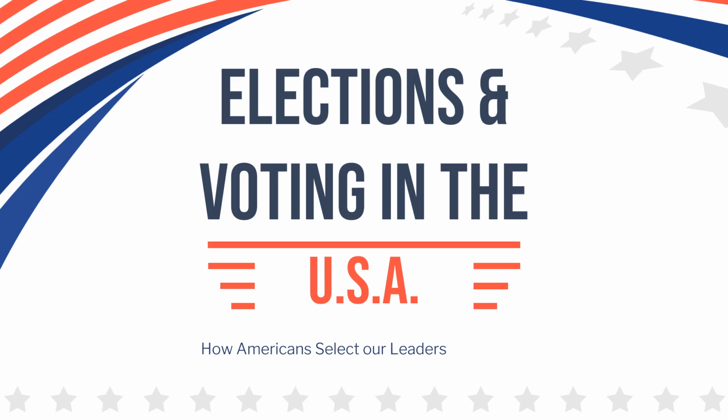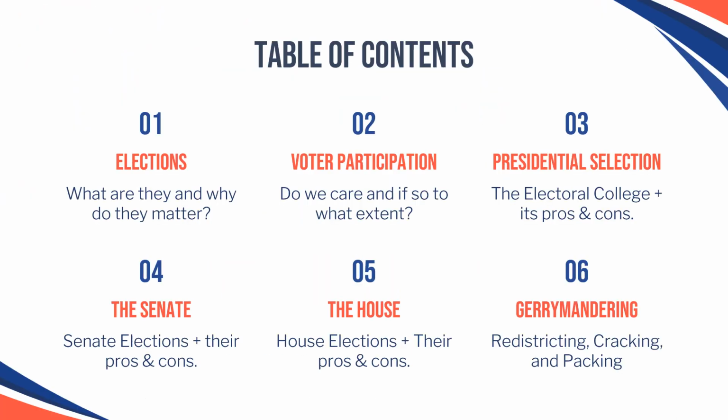In this video, we're going to begin to talk about how Americans select their leaders. So, we're talking about elections and voting in the United States, and we've got a series of 6 learning objectives that we need to satisfy in order to explain how we as Americans select our leaders.